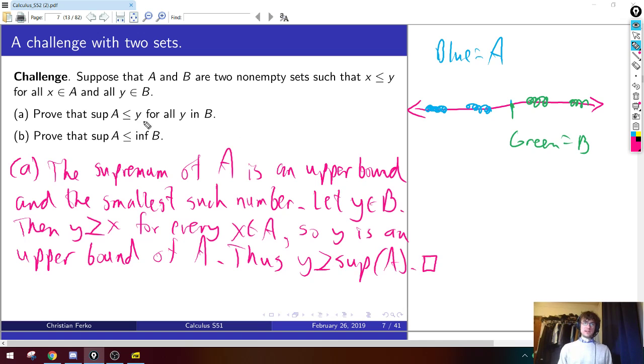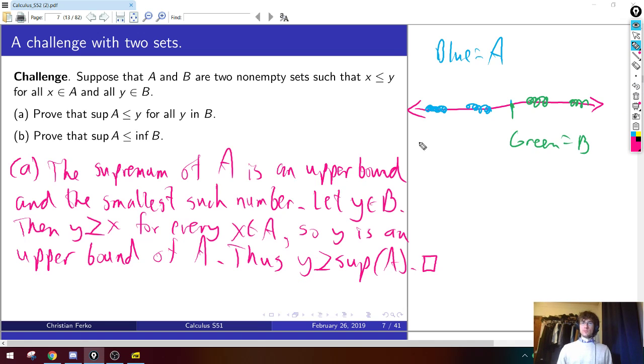The only thing we needed to do to prove A was say, suppose y is any element of B. We've assumed that that means y is greater than or equal to x for every x in A. We just remember that's the definition of upper bound, so y is an upper bound of A. But then the definition of supremum is that the supremum is less than or equal to every upper bound of A. So if y is an upper bound, then by definition, the supremum is less than or equal to y. Right. So that proves A.